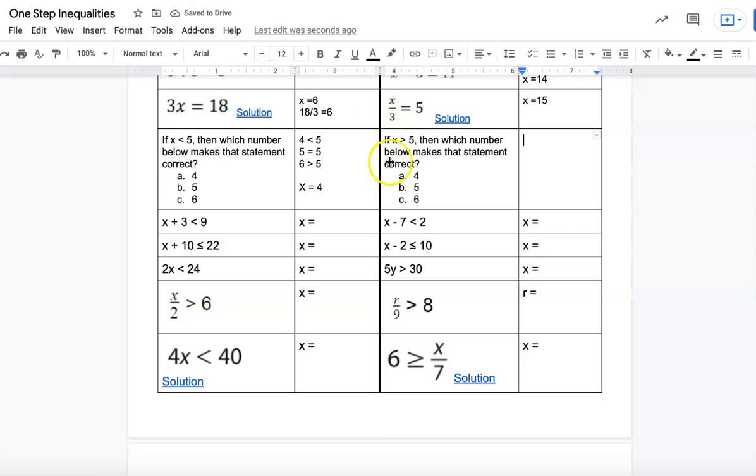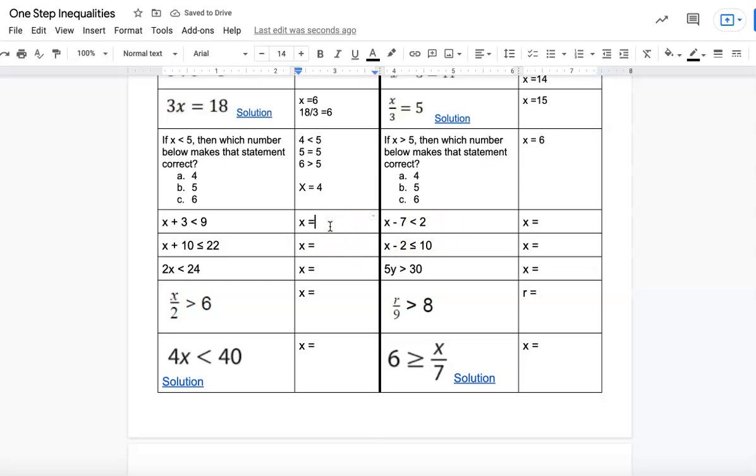Same thing here on the next one. It says if x is greater than 5, which number will make it correct? Well, 4 is less than 5, 5 equals 5, and 6 is greater than 5. So it's 6.